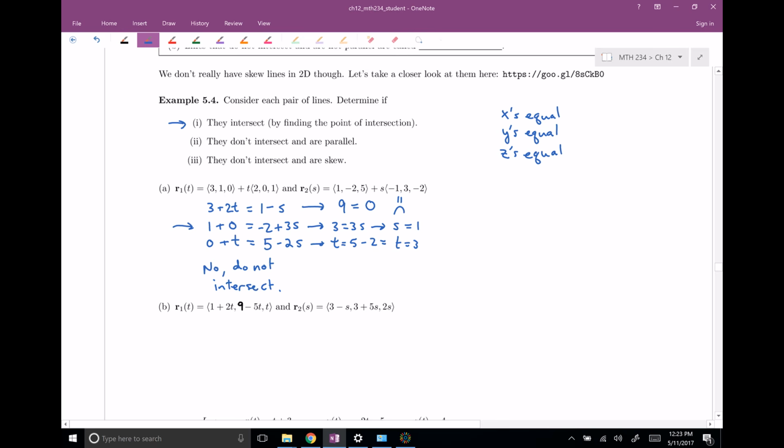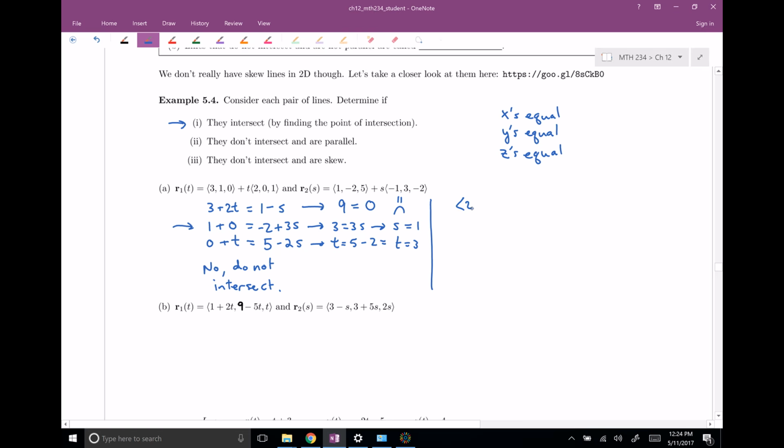Okay, so that takes care of this first one. They intersect? No, they don't. So we're in either 2 or 3. They don't intersect and are parallel, or they don't intersect and are skew. And so we're going to use this idea with direction vectors, right? So they're direction vectors. We're trying to figure out, are they parallel or not?